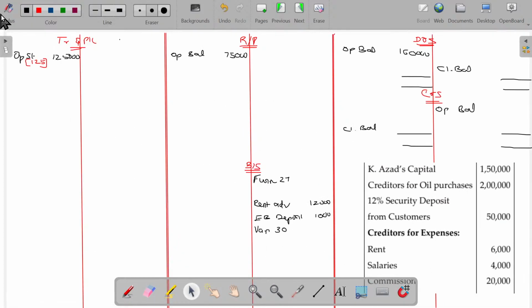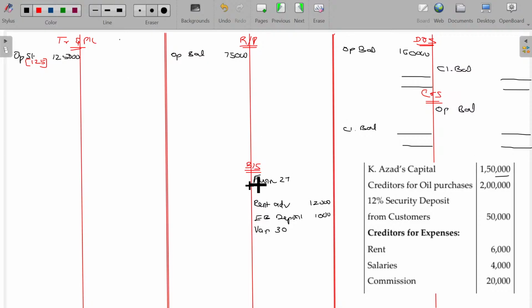Here, K Azad's capital 1,50,000. Creditors for oil purchases. Opening balance 2 lakhs. 12% security deposit from customers, 50,000 rupees. The value being 50,000.